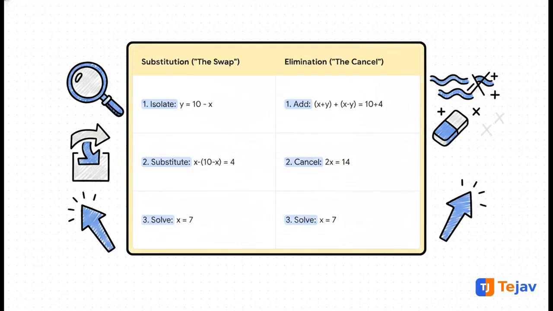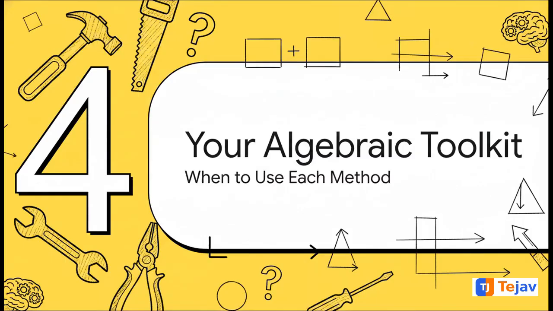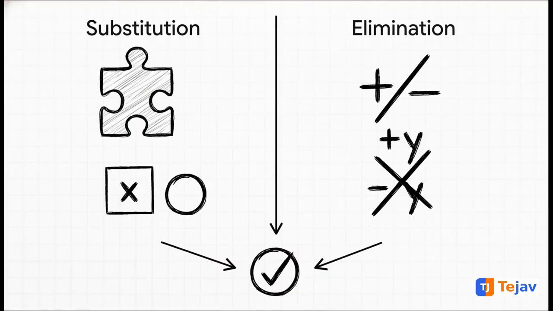It was way faster. And this brings us to the most important part. You now have two amazing tools in your algebraic toolkit. The real trick, the thing that takes you from being good at math to being great at math, is knowing which tool to grab for which job. It's all about strategy. So here's the game plan. When you get a new problem, first scan for an easy swap.